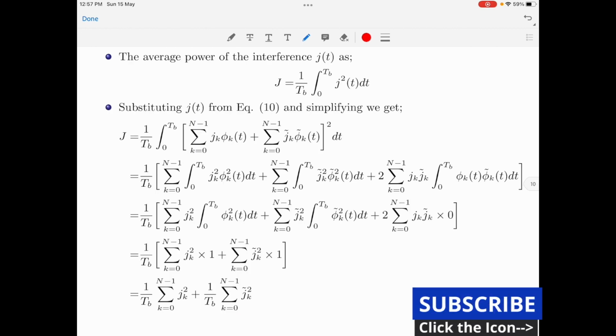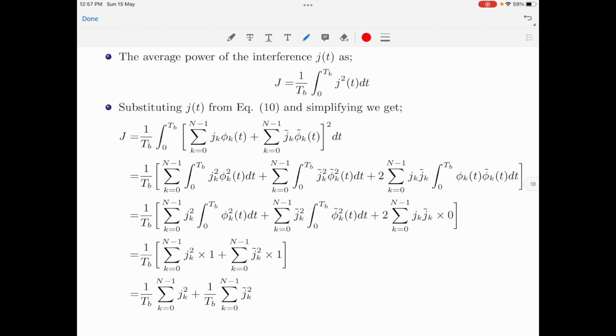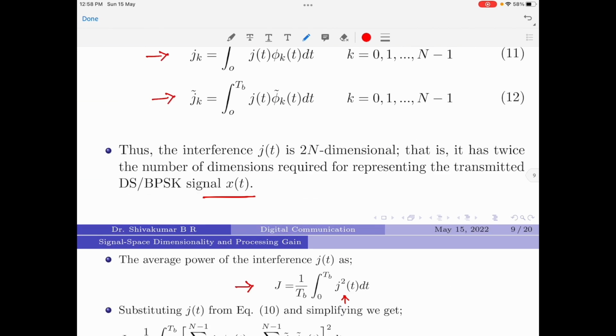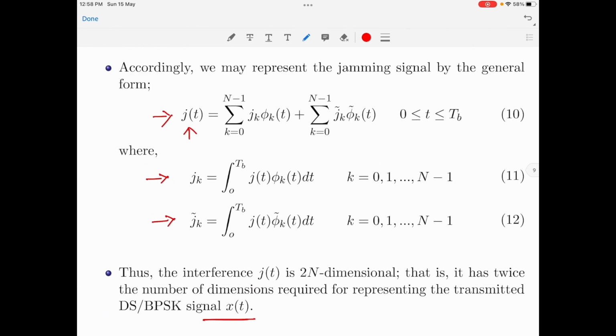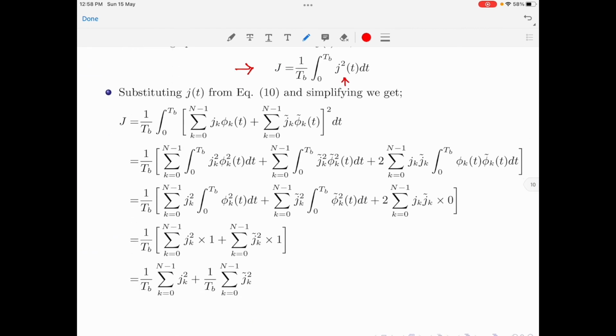The average power of the interference j of t is given by capital J equal to 1 divided by Tb integral 0 to Tb j square of t dt. In the RHS of this equation, we note we have j of t. So, let us substitute the j of t from equation 10 and try to expand this equation.